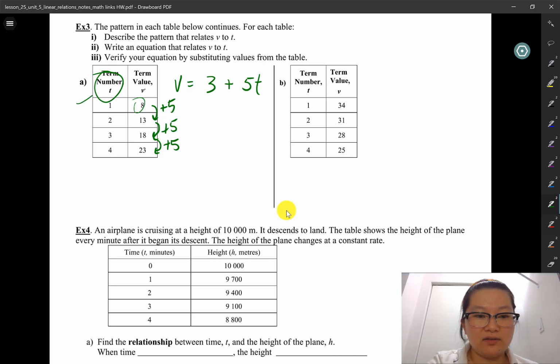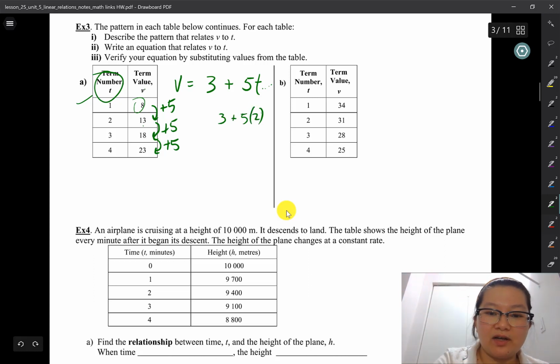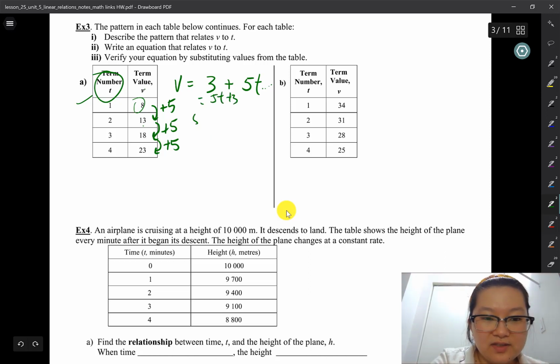Let's check the second one. Okay, so for the second one, I need to get 13 if I plug in 2 for t. So I would get 5 times 2 plus the 3. Oh, I should really write it on this side. I can swap it around. I can write 5t plus 3 instead. It's the same thing. So 5 times t, which is 2 for our second row, plus 3 over here, is going to give us 13.